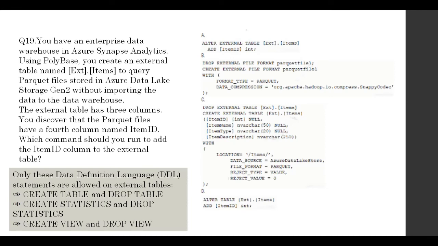The first option has only alter, and the second has drop and create, but that is for external file format, so that's not the right answer, and D has alter and add. So the third option will be the right one here: drop external table and create external table. That is the right answer for question number 19. So just mark it off.